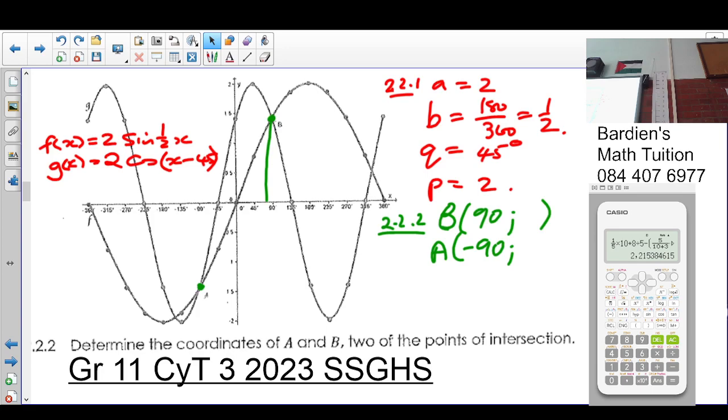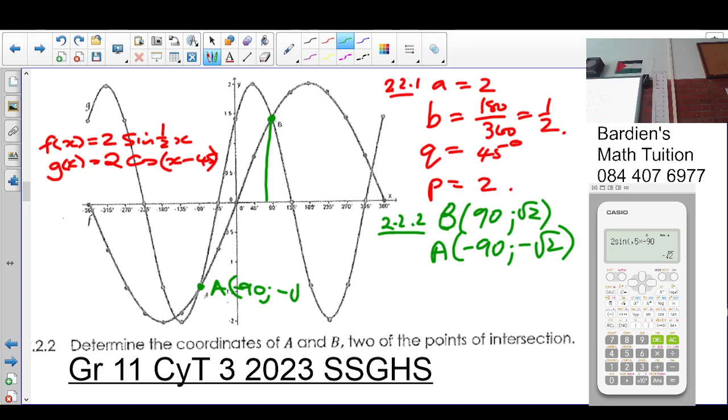You can say 2 sine of a half times 90 gives us root 2. And then A, of course, is going to be negative root 2. Okay. So A is negative 90 and negative root 2, and B is going to be 90 and root 2.